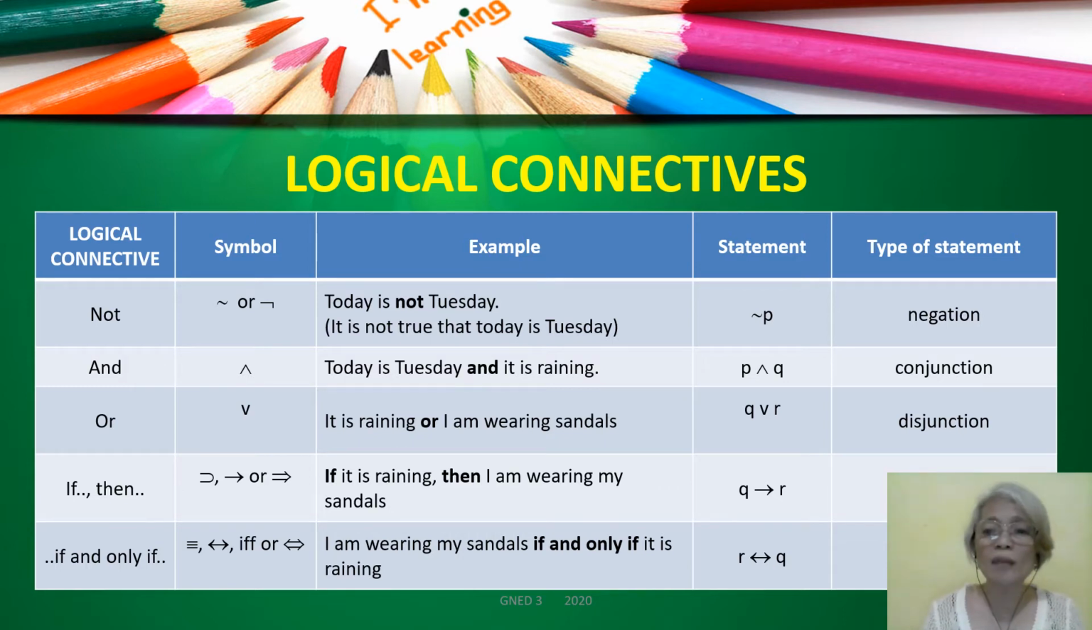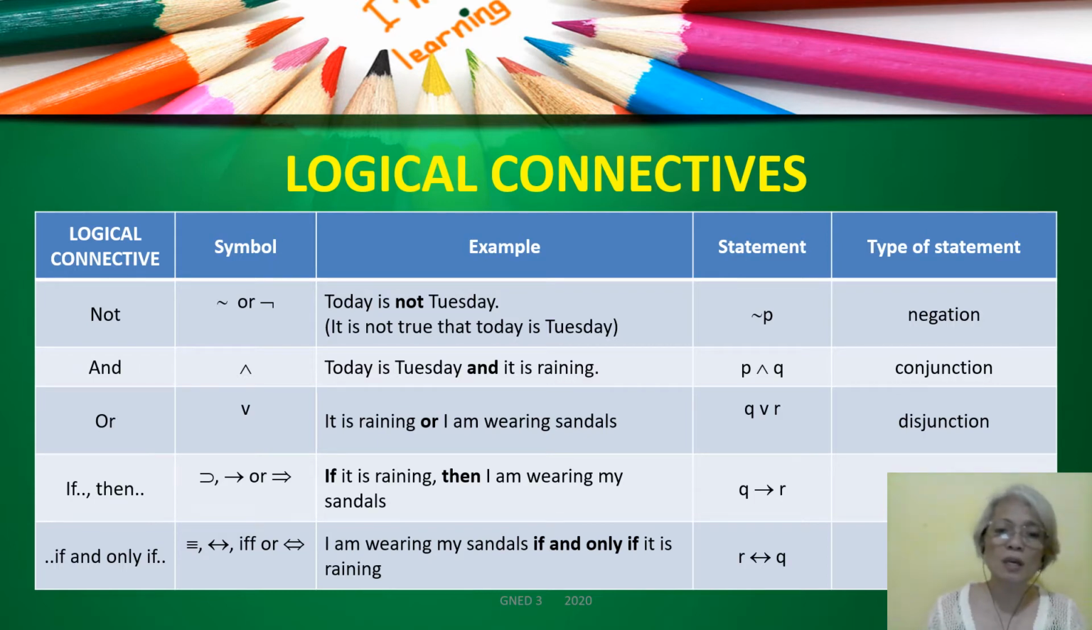And then we have a conjunction, p and q. With the logical connective and, we combine the simple statements today is Tuesday and it is raining. So we have the conjunction statement, today is Tuesday and it is raining. We use the symbol hat for conjunction. The second connective is or, which can be used for disjunction.